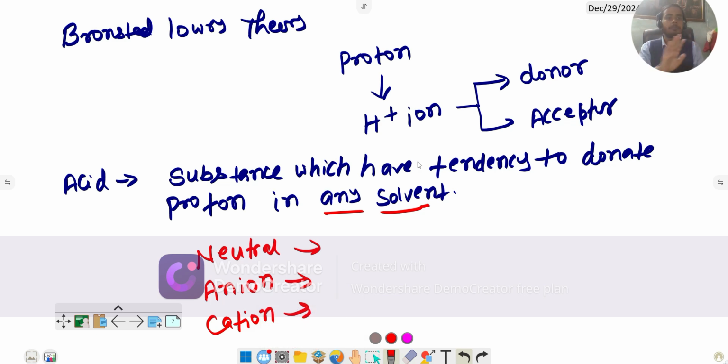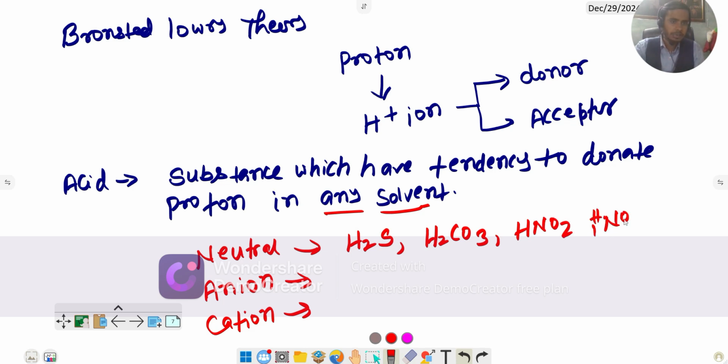The acid which does not have any type of charge, for example, let us suppose you have H2S, H2CO3, HNO2 and HNO3. There are four compounds I have written on the board, but they do not have any charge, there is zero charge. For that reason they come under neutral, right?